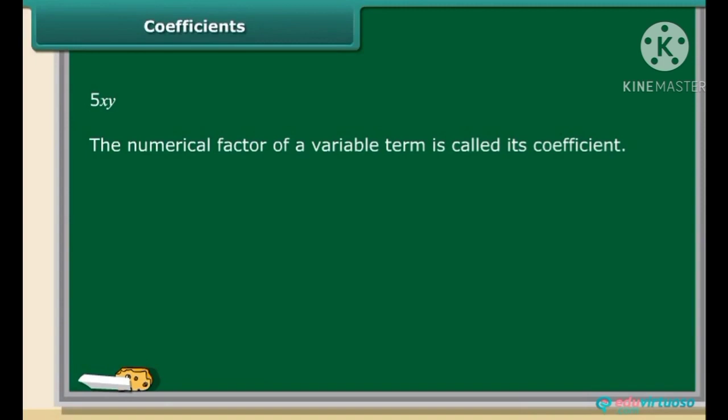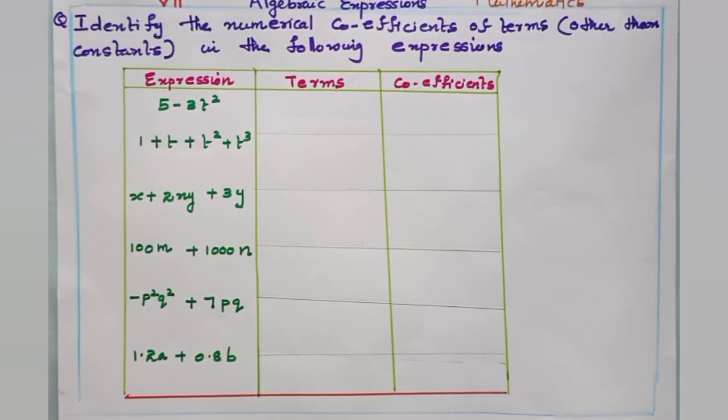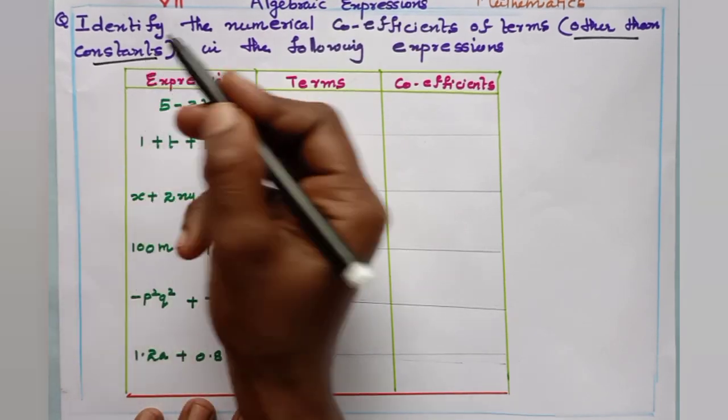The numerical factor of a variable term is called its coefficient. See, in the term 5xy, 5 is the coefficient of the term. 12x square plus 4xy plus 4y square has 3 terms, with coefficients 12, 4, 4. Identify the numerical coefficients of the terms other than the constants. Listen, other than the constant.